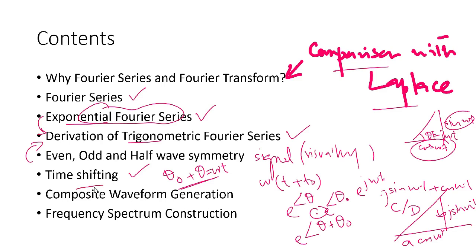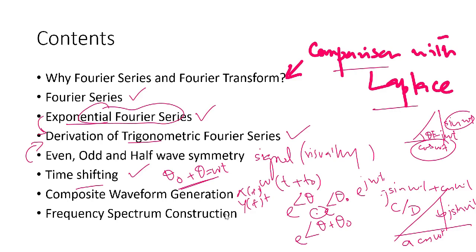Composite waveform generation is that we find the Fourier terms of the first wave, and then we find the Fourier component of the second, and then we can add part by part to get our full wave. So this is what composite waveform generation is.